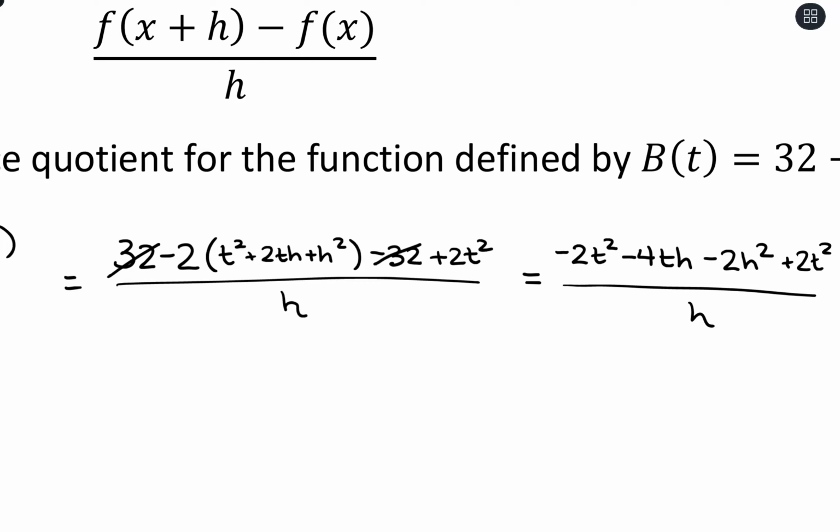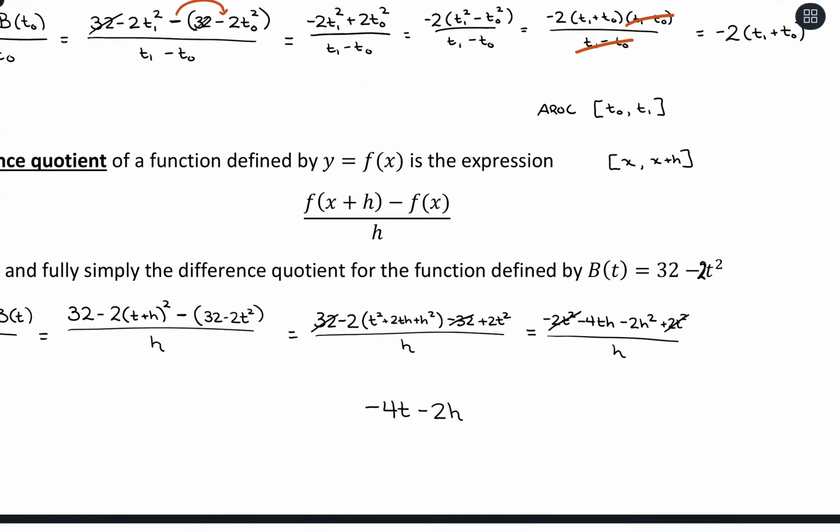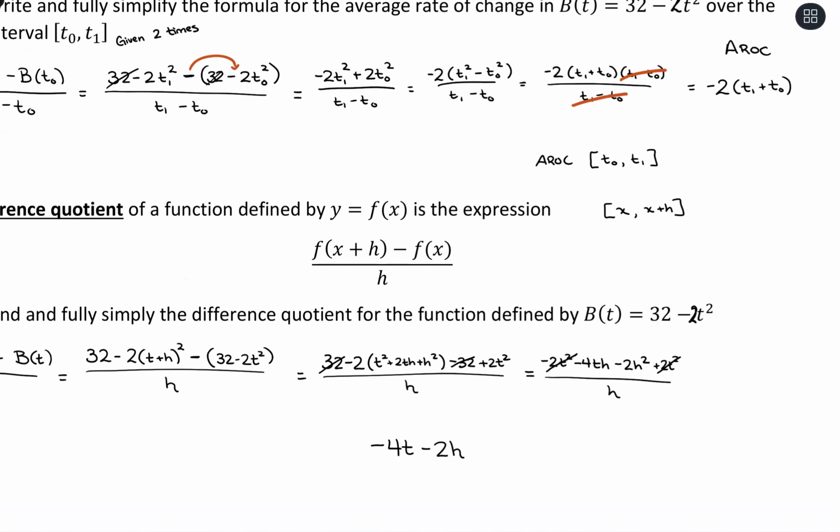Negative 2t squared plus 2t squared, that's going to turn into 0, and then I can do a nice division of h from each of these terms. So I'm ending up with negative 4 times t minus 2h. So we end up with these two simplified forms. One of these is our average rate of change, and this one right here uses our difference quotient. And when we're plugging in, it's just the difference of kind of how we set up our intervals.